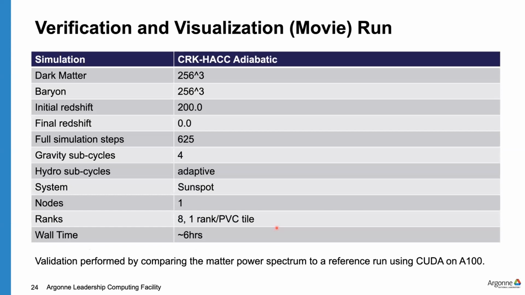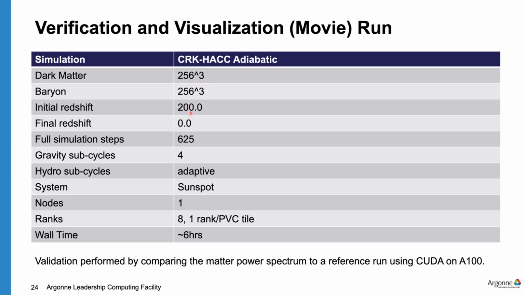Last, I'd like to show just the verification and a visualization of a movie. This is a full version of the simulation code running with all of the time steps that we would run in a typical production run. Of course, it's very downscaled, but this mimics exactly the kind of computation that we would do.